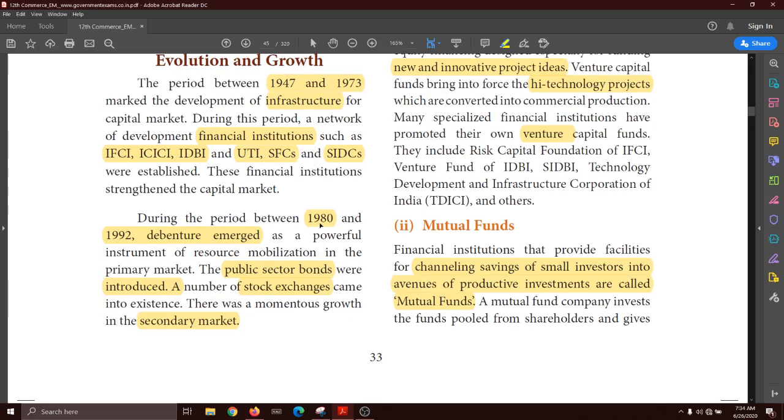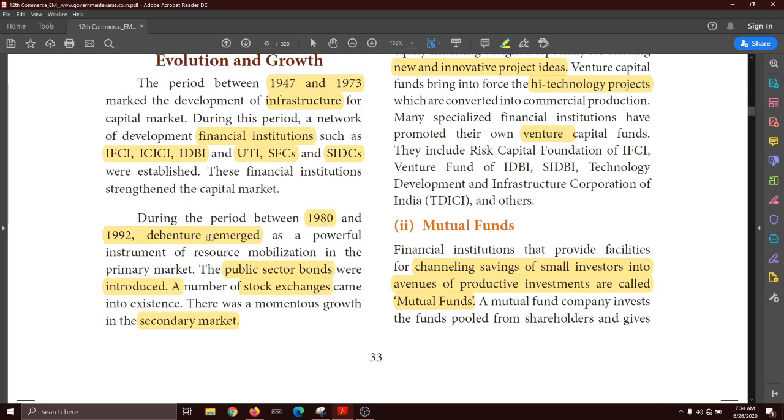Then in the period between the 1980s and 1992, the investors found debenture to be a very powerful instrument. Through debentures, they were able to mobilize a lot of funds in the primary market. Why debentures? Because they found debentures a safer investment than shares. The debenture holder's position is that of a creditor, where he gets continuous and permanent fixed returns in the form of interest. So this debenture turned out to be a very powerful instrument.